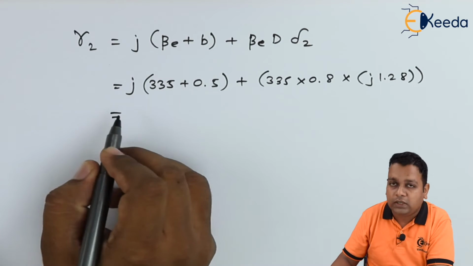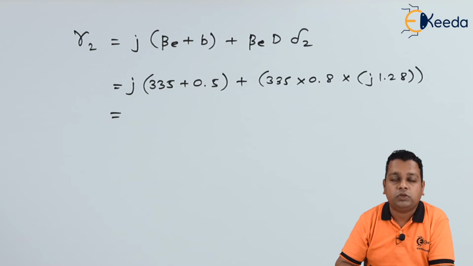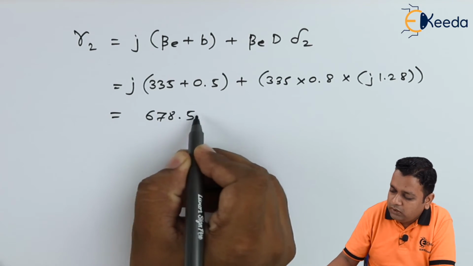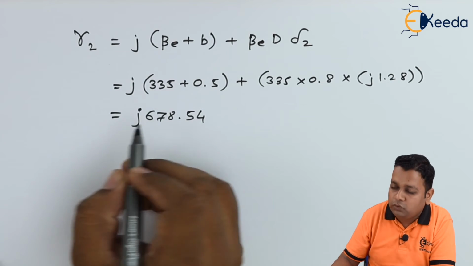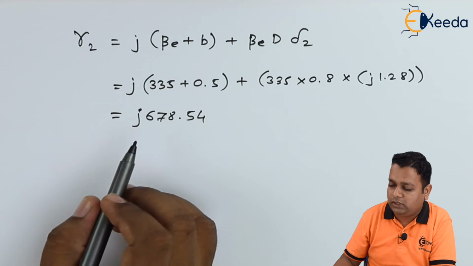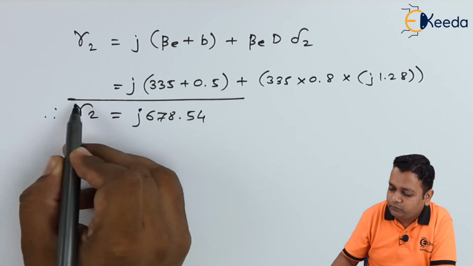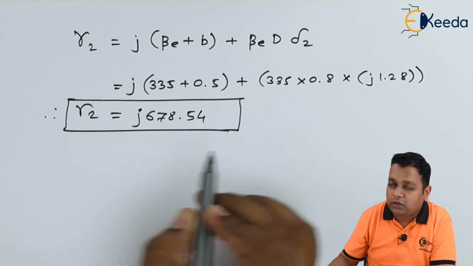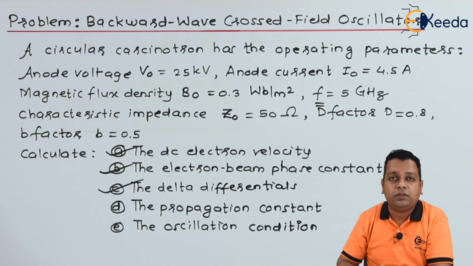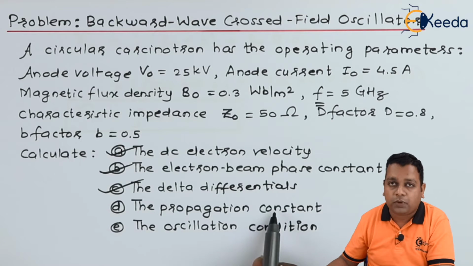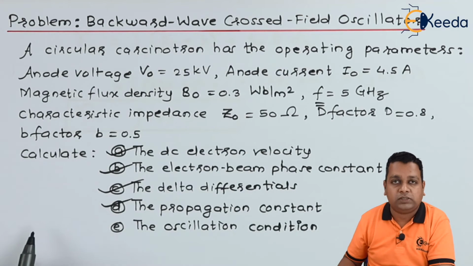So by the next step we have the answer 678.54 into the imaginary, that is j here. So this is the second propagation constant. So with the determination of gamma 2, here we have determined both the propagation constants for the device.